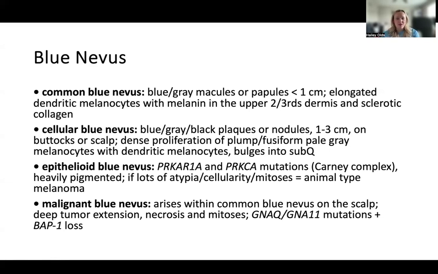And then the epithelioid ones, like I said, are associated with Carney complex and they're heavily pigmented. And then when it's malignant, you'll see deeper extension of the tumor, necrosis, and mitotic figures.